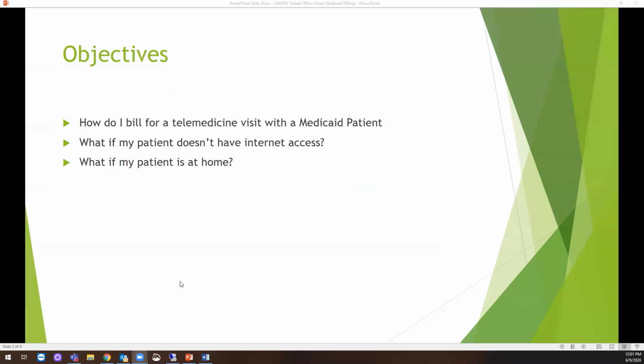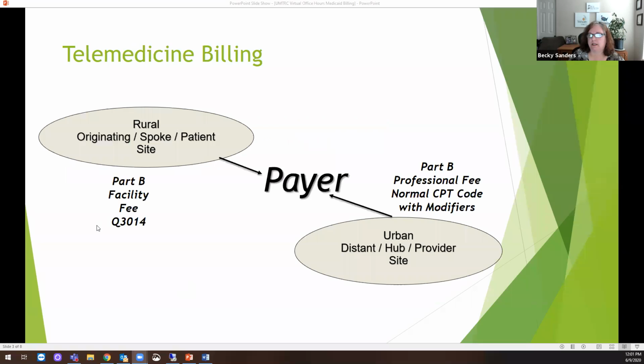All right, so our topic today is Medicaid billing for telemedicine. We're going to cover three main topics or objectives today. How do you bill for a telemedicine visit with a Medicaid patient? What if your patient doesn't have internet access? And what if your patient's at home? So we're going to talk about those three things. The first thing that I want to do is really just to go over what it looks like when you're billing for a telemedicine event.